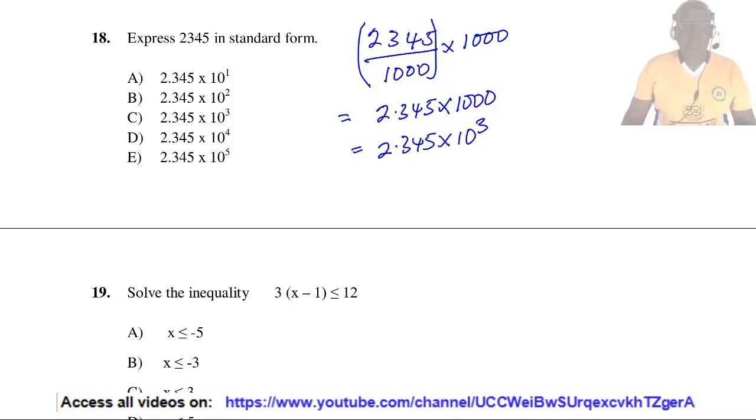So the answer is C. In short, to convert 2,345 into standard form, we shall shift the decimal point 3 places to the left to obtain 2.345, and therefore multiply by 10 raised to the power 3.